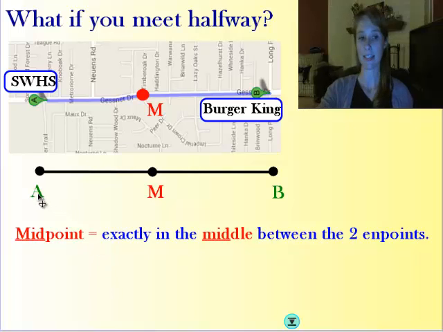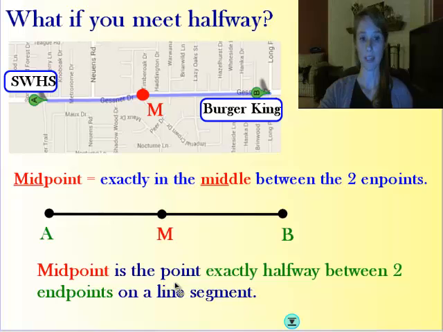Again, if I represent the distance from Spring Woods to Burger King as a line segment, I have this point M, I'm going to call it point M, where you and your friend met, in between the two endpoints. But it's not only in between, it's exactly in the middle. And this point is called the midpoint. It's exactly in the middle between the 2 points. You see I use the word mid in both midpoint and middle to represent it's exactly between the 2 endpoints. The midpoint is also exactly halfway between the 2 endpoints. It means the same thing as being in the middle.